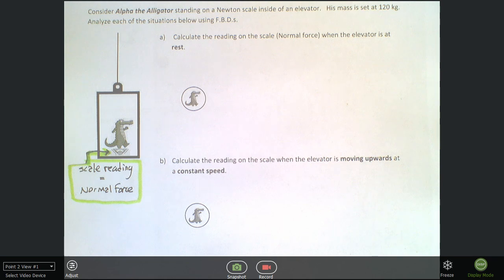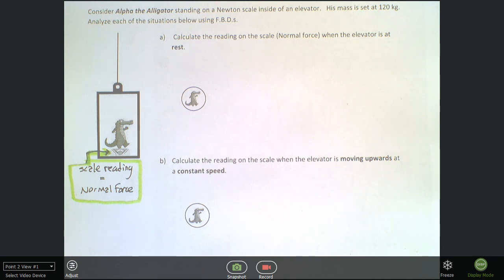The elevator is attached to the scale. The scale is what's actually pushing him up, but the scale is being accelerated by the elevator, and the elevator is being accelerated by the rope, the tension in the rope. And that just goes on and on all the way back down to the earth. But for what we're doing now, just remember, scale reading equals the normal force.